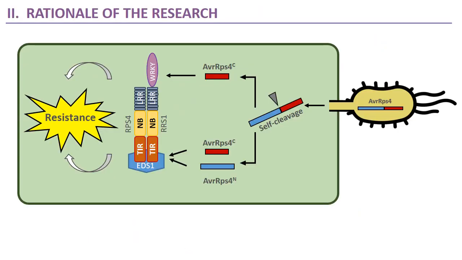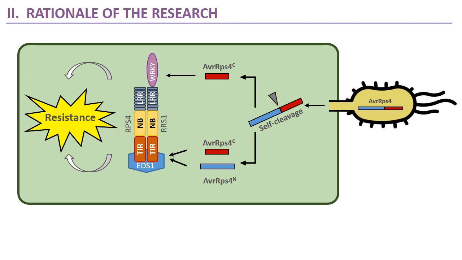Next, I would like to talk about my research purpose. So my study is about an effector called AVR-RPS4. When AVR-RPS4 is secreted into the plant cell, it can be cleaved into two parts, N-terminus and C-terminus. Previously, people demonstrated that only C-terminus can target to the working domain of RRS1, leading to the activation of pair R protein, RPS4 and RRS1, then resistance happens.